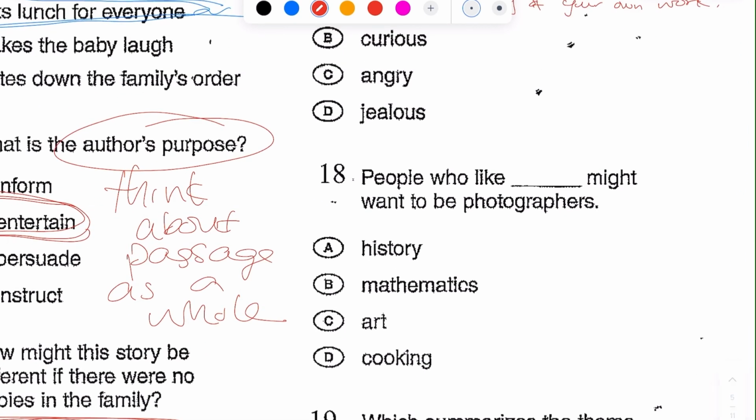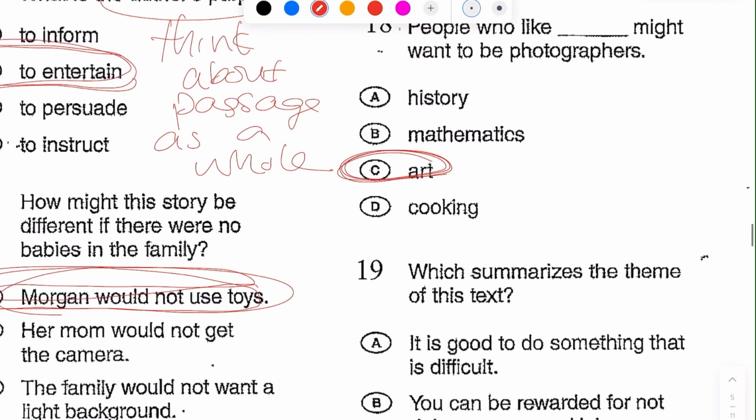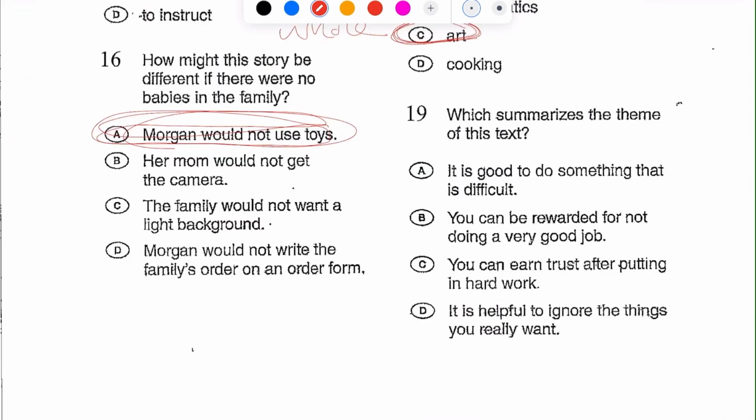Next, for number 18, people who like blank might want to be photographers. So here, if you think about photography and you have to take pictures of things, then that's very similar to choice C, which is art. Because in art, you already have images set up, and then you have to frame them and take pictures. So if you like art, you also might like photography. Photography is actually a topic in art, in digital photography, for example.